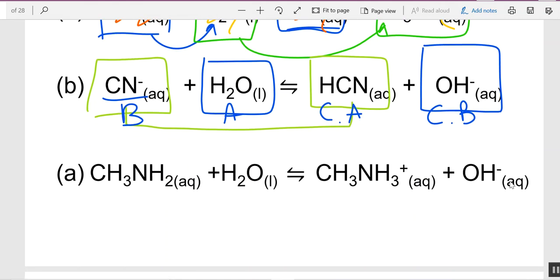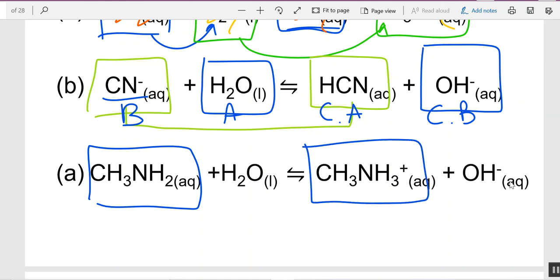All right, let's go down and look over here. Look at this, and what do you think? You can see what happened. If you look at the product side, it has one extra proton, right?